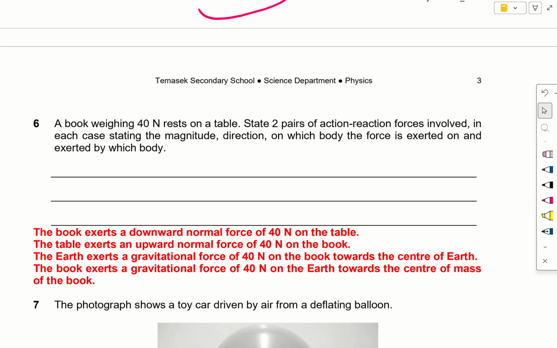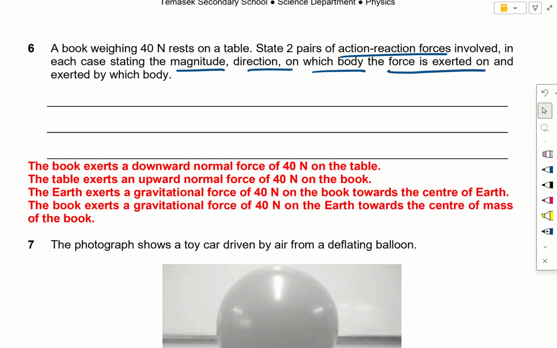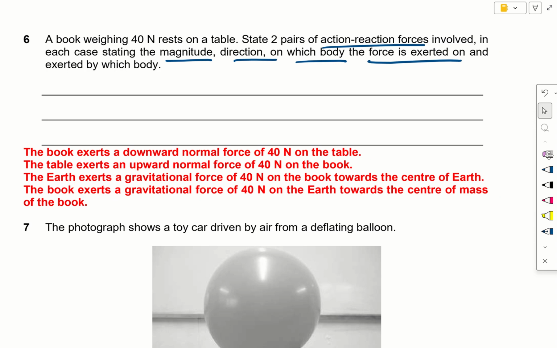Okay, a book weighing 40 Newton rests on the table. State two pairs of action-reaction forces involved, in each case stating the magnitude, direction, on which body the force is exerted and exerted by which body. Okay, so let's look at the answer. The book exerts a downward normal force of 40 Newton on the table. So this one I can call it F, book on table. The table exerts an upward normal force of 40 Newton on the book, so they must be equal in magnitude, so it must be table on book.